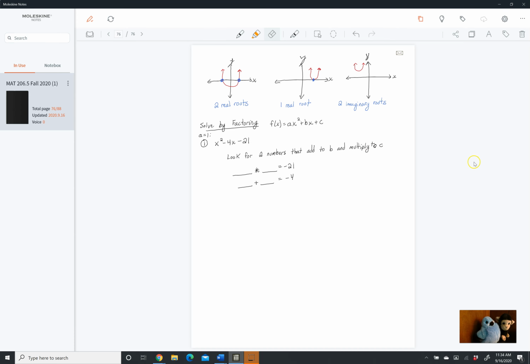Now, if you're not sure how to approach this, the best thing to do is to look for factors of negative 21 first.